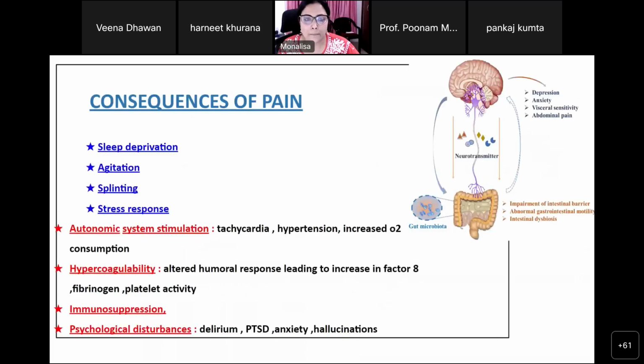So what does pain do? What is the consequence of pain? Now, pain can cause a lot of sleep deprivation, can cause a lot of agitation, and a stress response.